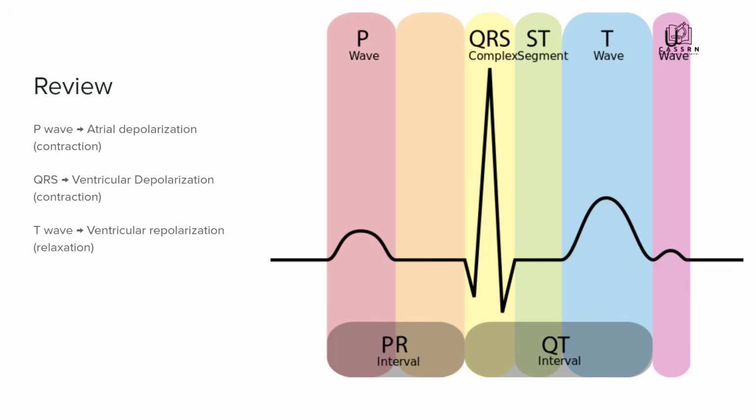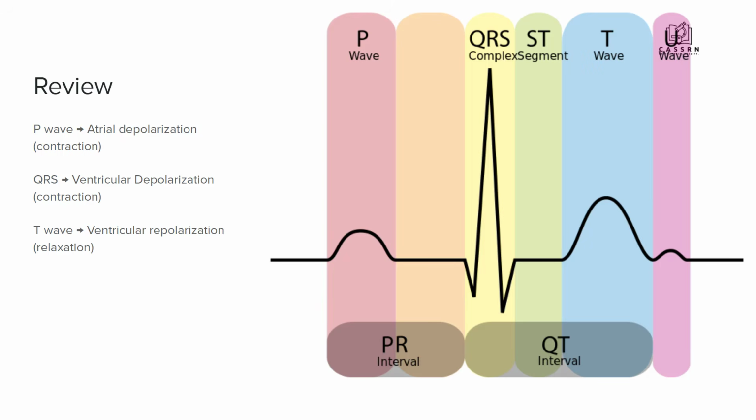Now, a quick review right here: this is just a heartbeat on an EKG rhythm, and it's really important for you to understand the P wave, the QRS complex, the ST segment, and the T wave, and then we've got our PR interval and our QT interval. As we go through this, what you need to know the most is written right here off to the left. We have our P wave, which is atrial depolarization.